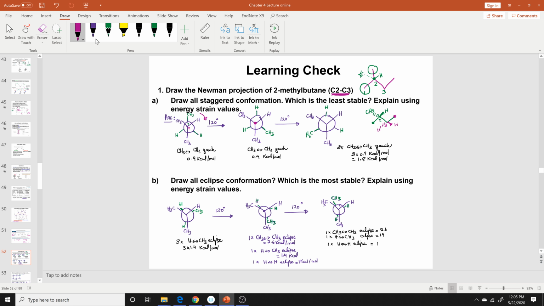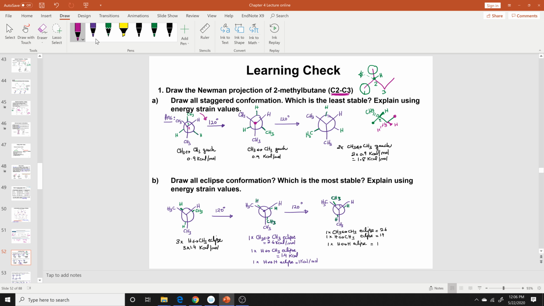Normally we should have 3 different staggered structures for chains of 4 carbons or more. We have 3 staggers and 3 eclipse. Normally we have a total of 6 conformations because you do a full circle rotation. This is 360 degrees, so you should end up having 6 conformations. You cannot have 7 conformations. So I'm going to end up having the third staggered conformation.